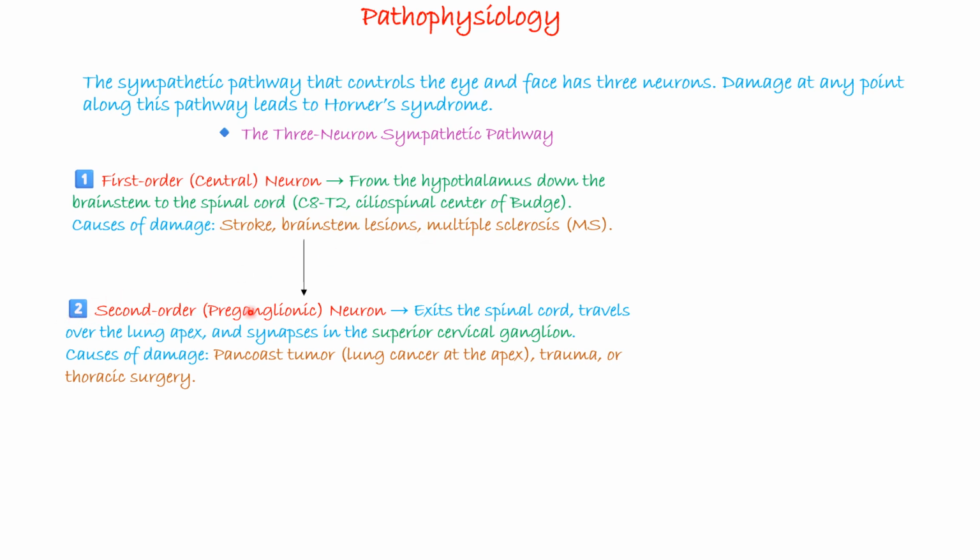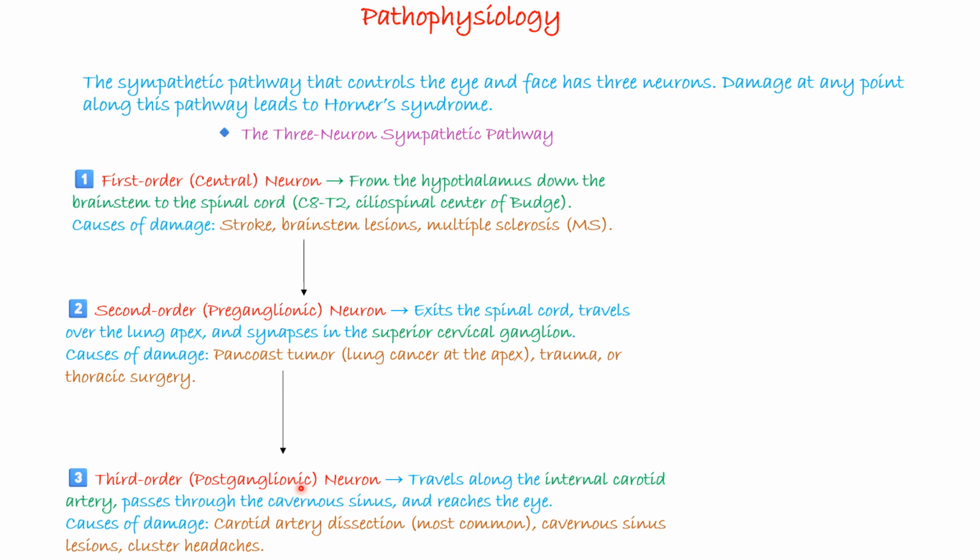The second order is the preganglionic neuron. After the sympathetics have exited the spinal cord, they travel along the lung apex and synapse in the superior cervical ganglion. The causes that will lead to damage of this pathway include Pancoast tumor, that is lung cancer at the apex, and trauma or thoracic surgery.